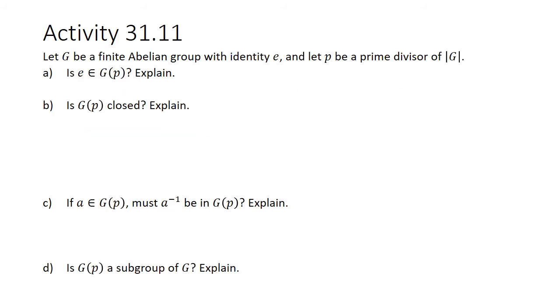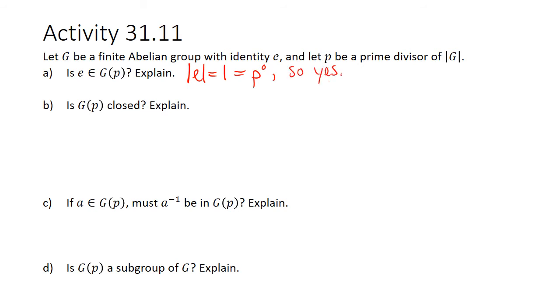Okay, so let's go over this. So part A, is E, the identity, an element of G of P? So this is really easy. Yes, the order of E is 1. So if you have E and you take all the integer powers of E, you still just have E, so just one element. And that is P to the 0. So yes.